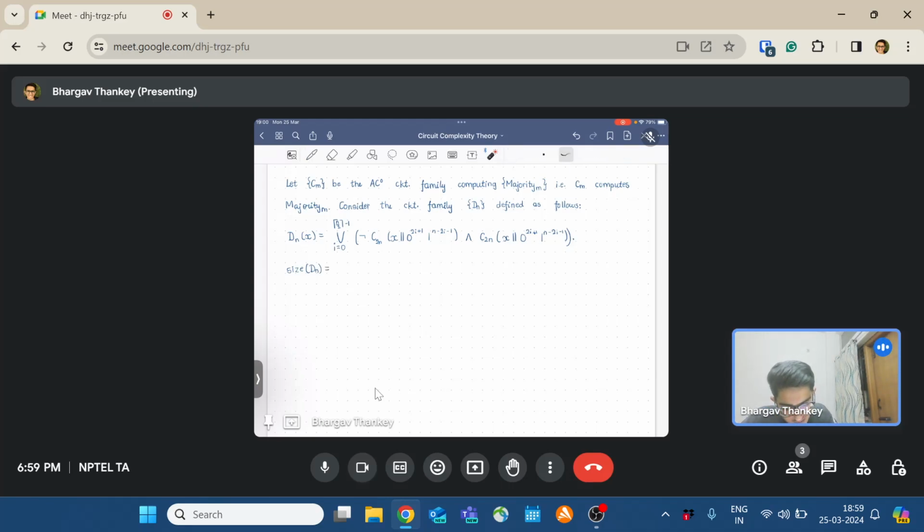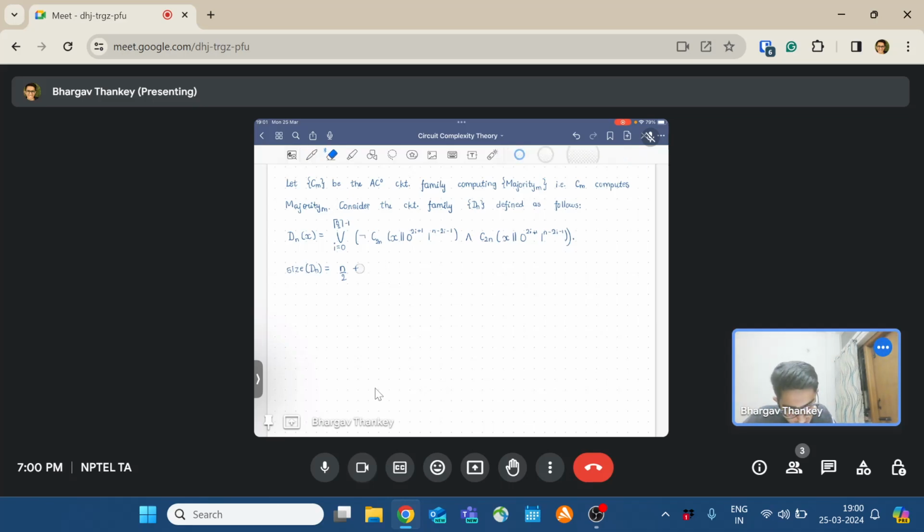So this OR gate adds at most n over 2 many edges, plus this NOT gate. Yes, so this NOT gate adds at most one edge, and this AND gate adds at most two edges, right? So it's 3 times n over 2.